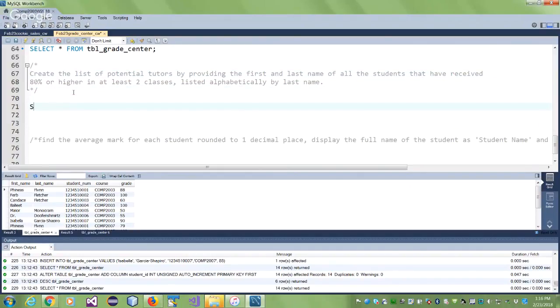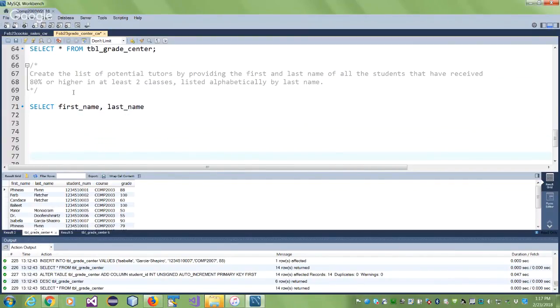I need the name. And I said select providing the first name and the last name, and the fields are called, I usually write the fields so that I don't have to keep looking. The fields are called first name and last name. Okay, so select first name, comma, last name. This is the first name and the last name. Okay, right? Of all students that have received 80 or higher in 2 classes listed alphabetically by last name. So somewhere I'll have an order by.